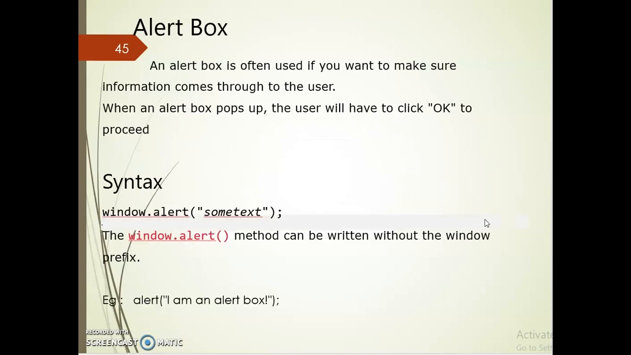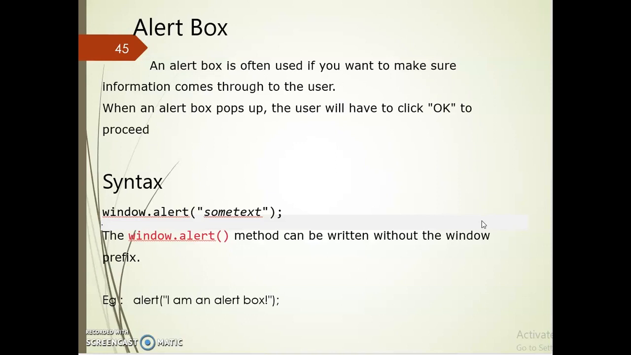The first pop-up box is the alert box. An alert box is often used if you want to make sure information comes through to the user. When an alert box pops up, the user will have to click OK to proceed. It's used when a warning message needs to be produced. When an alert box is displayed, the user needs to press OK.